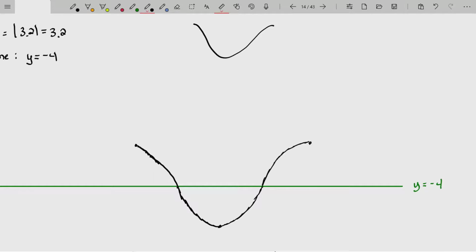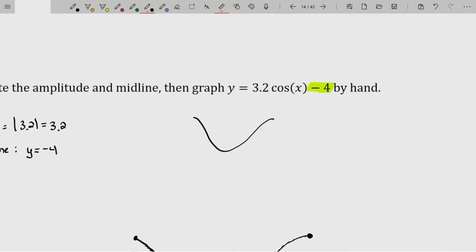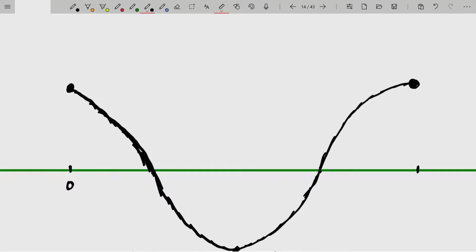I expect my students to be this accurate, actually. All right. There we go. And then what I'm going to do is label my key points. I don't tell you to do it here, but I'm telling you to do it out loud. Label your key points. The key points are, this is 0. It ends at 2 pi. Halfway between is pi. And here is pi over 2, half of pi. And here's 3 pi over 2, pi plus pi over 2.